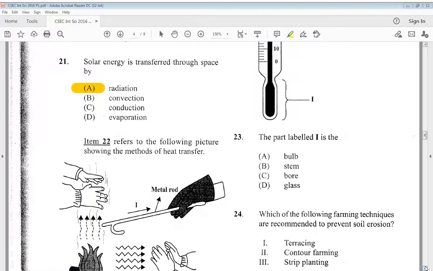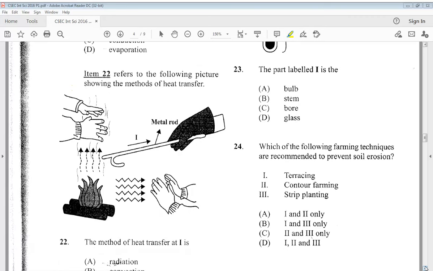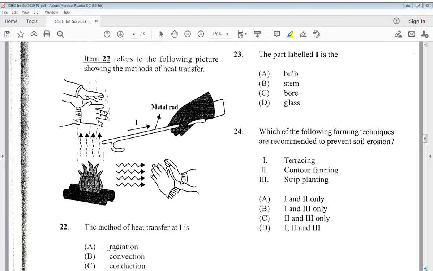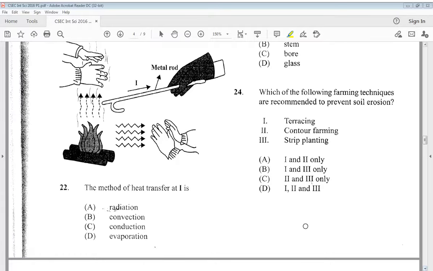So let's get ready. 22 says, item 22 refers to the following picture showing the methods of heat transfer. And for those of you who have watched past videos, this is not new. So 22 says, the method of heat transfer at 1, what do we know? This is a repeated question. It is conduction. So A says radiation, B convection, C conduction, D evaporation. So the answer is C. Let's go to number 23.